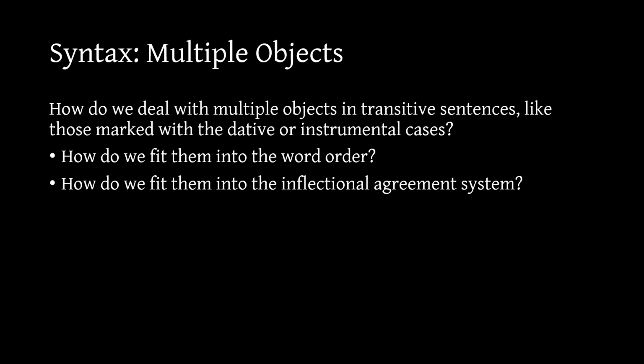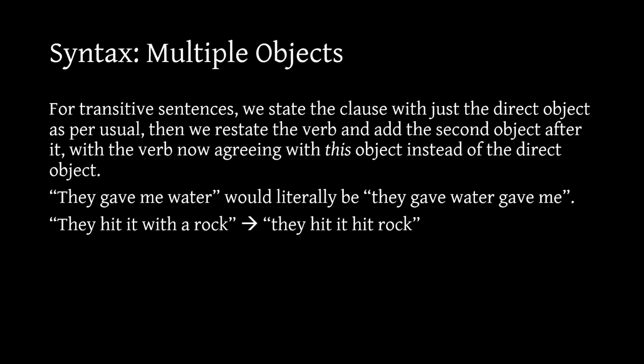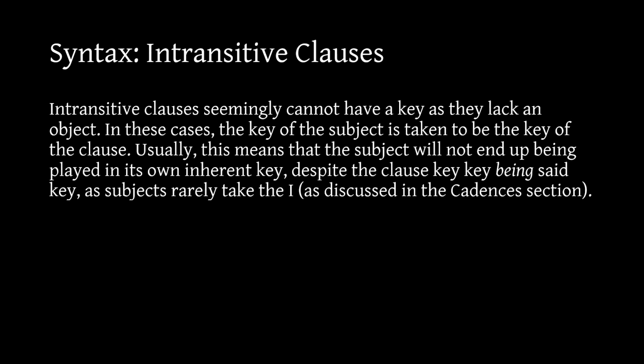Well, what we do in these cases is we state the clause with just the direct object as per usual, and then restate the verb and add the other object after it, with the verb now agreeing with this object instead of the direct object. So "they gave me water" would literally be "they gave water gave me." "They hit it with a rock" would be "they hit it hit rock." Now you could argue the rock in that last example isn't really taking the object position, and to that I say trust the process.